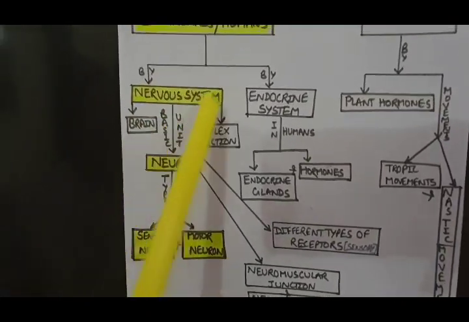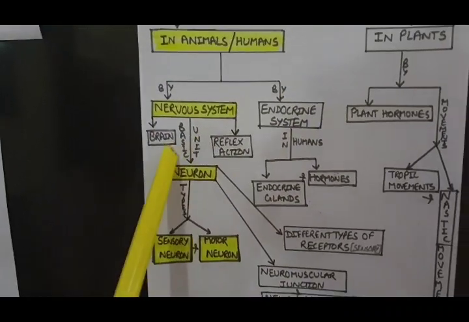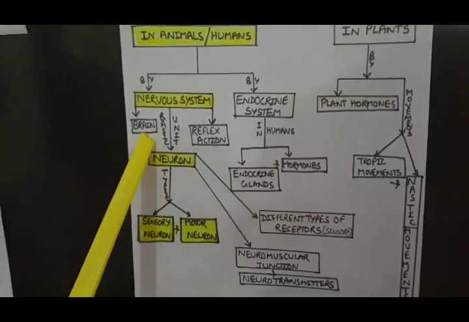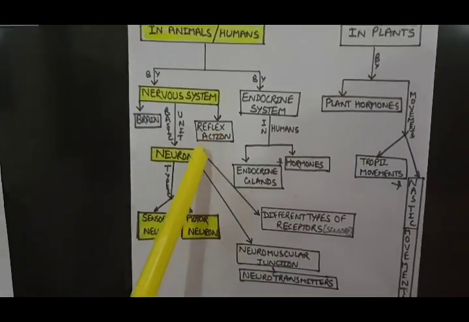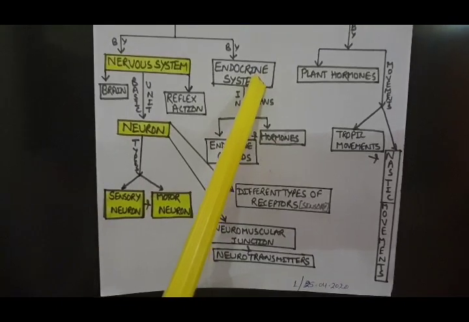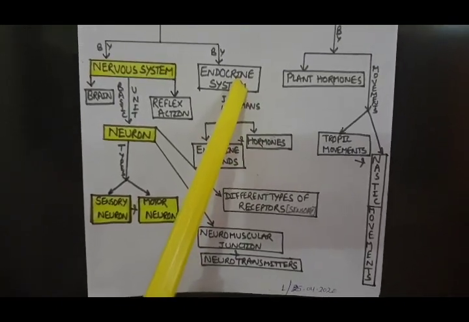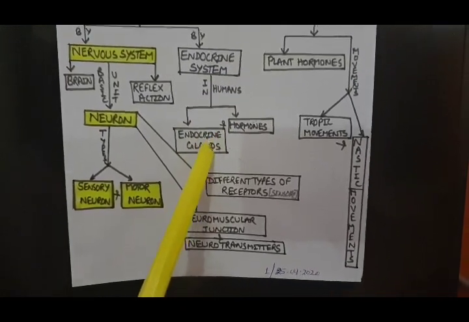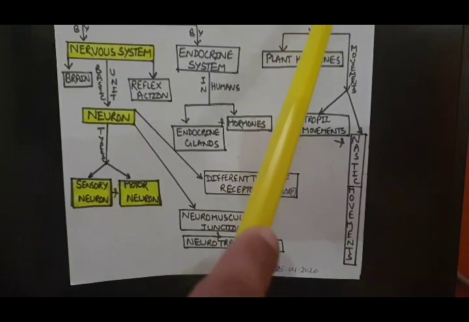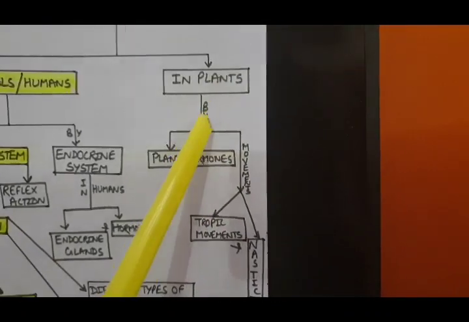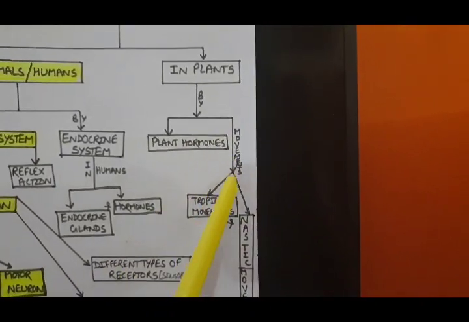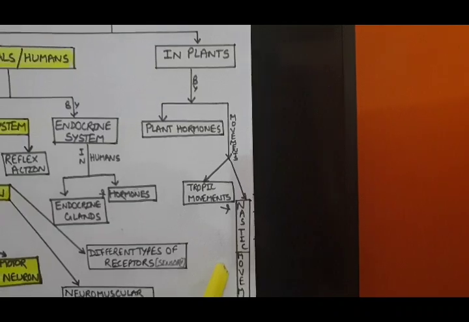And besides that, in this chapter, you will learn about the other parts of the nervous system in later classes, like brain, reflex action, and endocrine system, which is also one of the parts of our control and coordination system, in which we will study about the endocrine glands and hormones. And in plants, the control and coordination is taking place by the plant hormones and with the help of tropic movements and nastic movements. All these parts you will study in later classes.